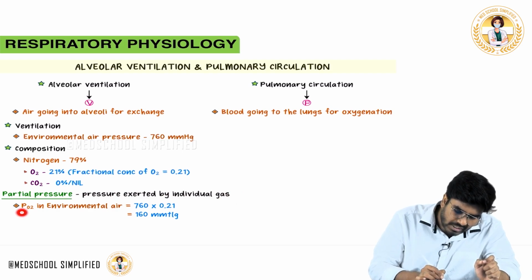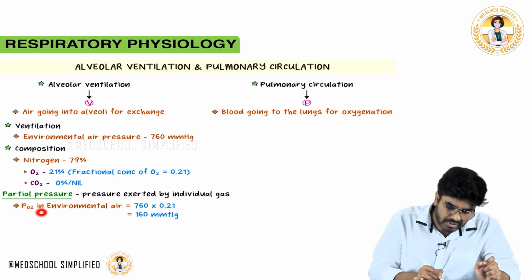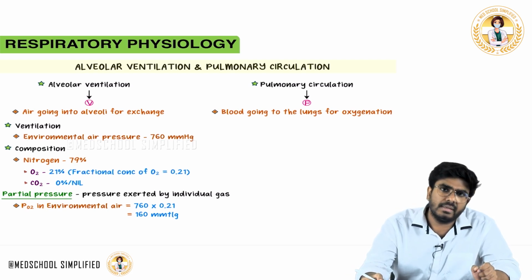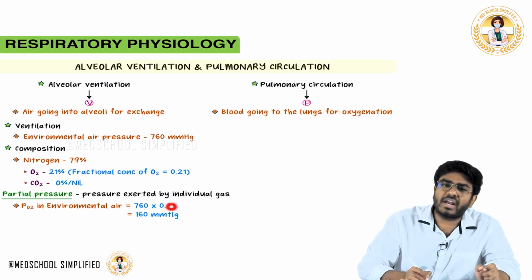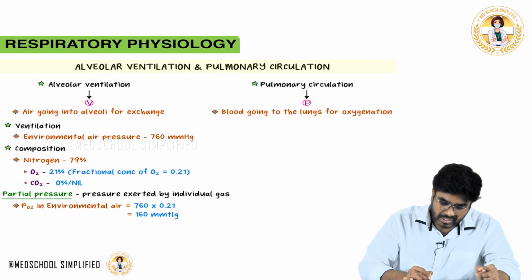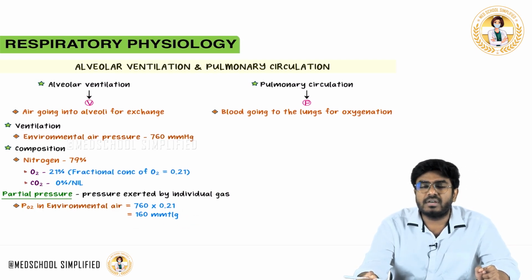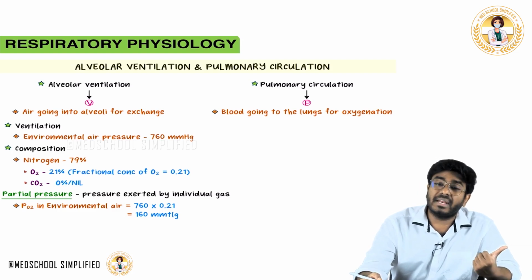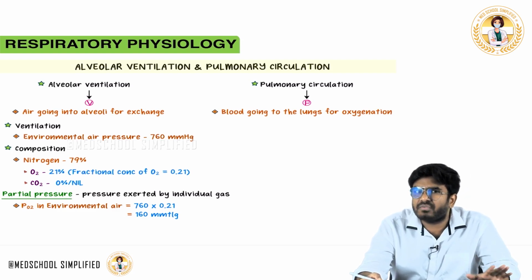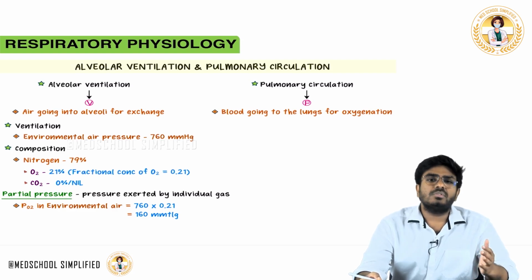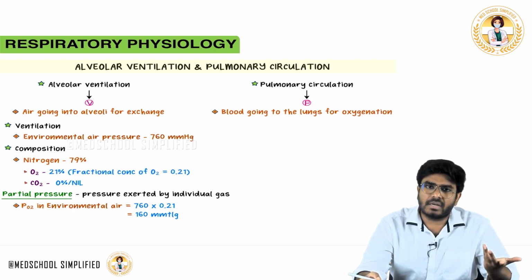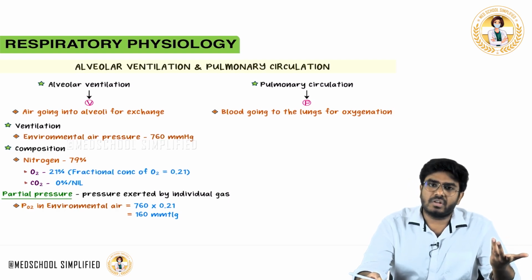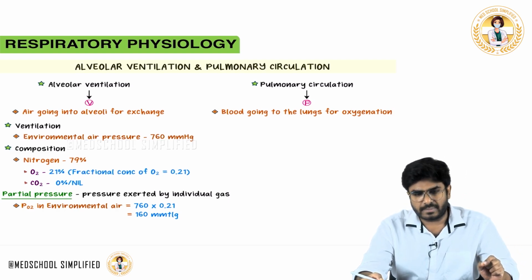Now let's see the partial pressure of oxygen, PO2, in the environmental air. How to calculate it? Just simple. Atmospheric pressure times the fractional concentration of oxygen, that is 760 into 0.21. How much? 160 mmHg. So in the environment, the partial pressure of oxygen is 160 mmHg. If oxygen contributes 160 mmHg, then how much is from nitrogen? Out of 760, 160 is contributed by oxygen, so automatically 600 is contributed by nitrogen, or the partial pressure of nitrogen in the environment is 600 mmHg.